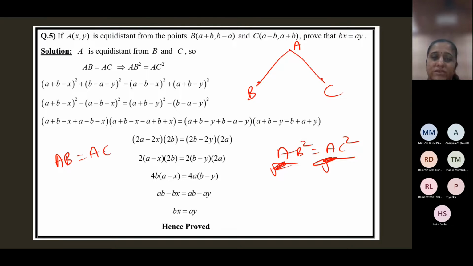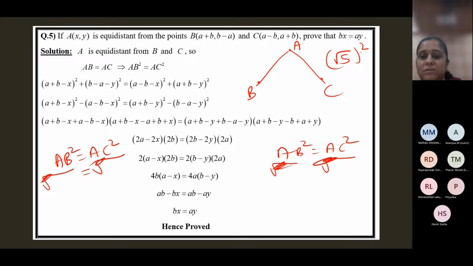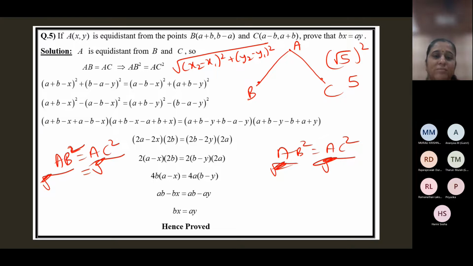So here AB is equal to AC. When you apply the distance formula, you will get square root of x2 minus x1 the whole square and all that is equal to square root of, all right. To avoid all that, you can square this. So if AB is equal to AC, AB square is equal to AC square. That means you write the formula, but without the square root, because when you square a square root, it is eliminated. Like when you have root 5 and you square it, it's just 5. So the formula is root of x2 minus x1 the whole square plus y2 minus y1 the whole square.